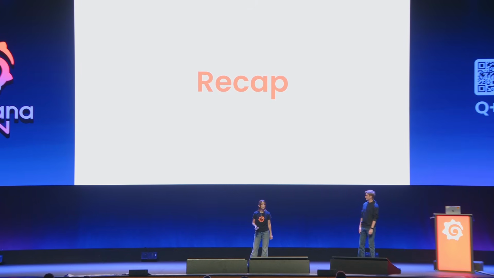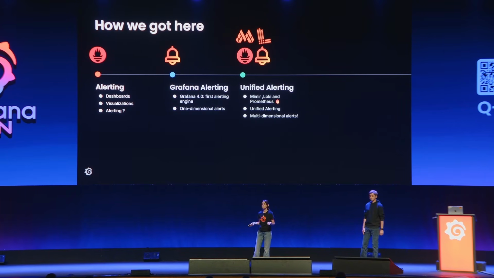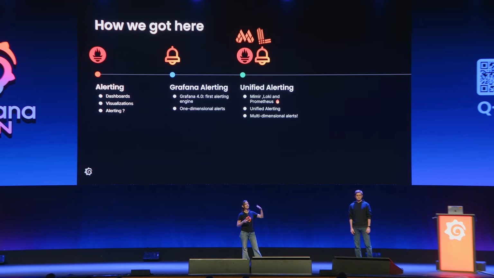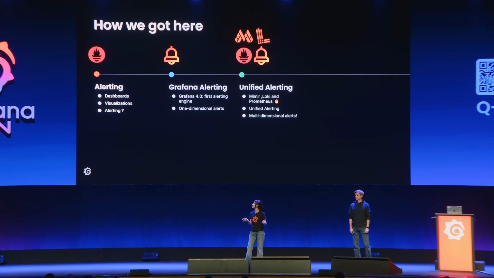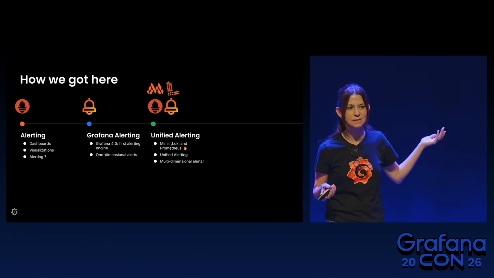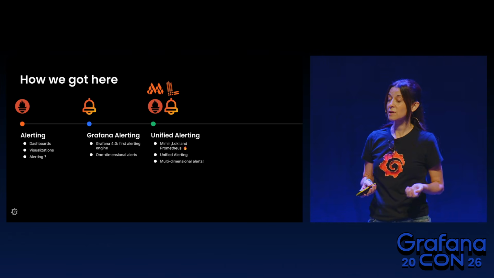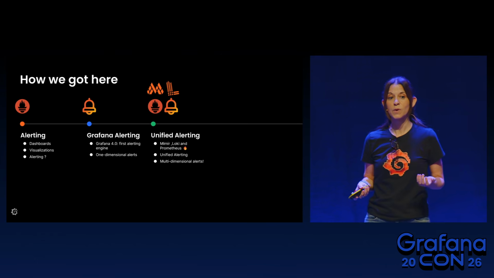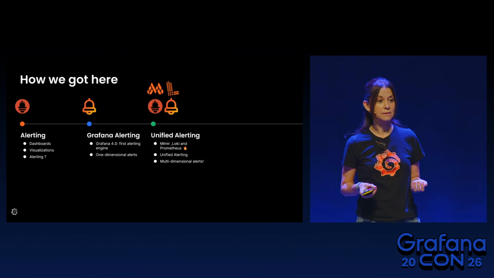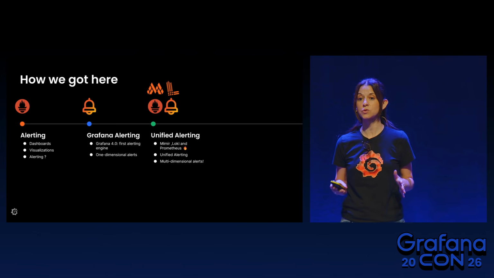Let's start with a quick recap. When Grafana started, everything was about dashboards and visualizations. Alerting was living in external systems like Prometheus. Then, with Grafana 4, we created our first alerting engine. It was basic, one-dimensional, and focused on Graphite.